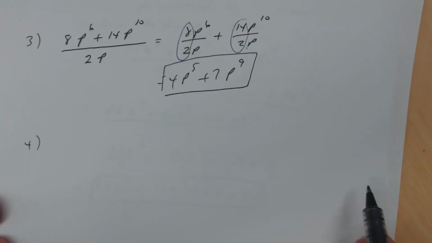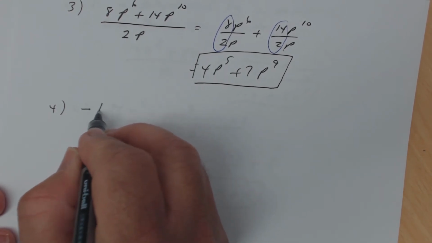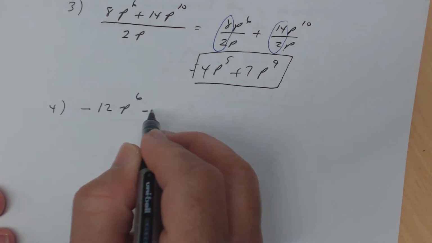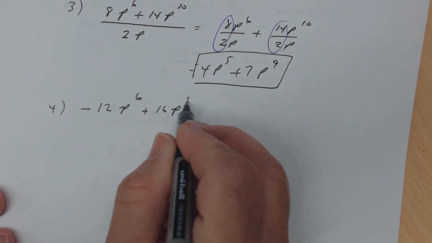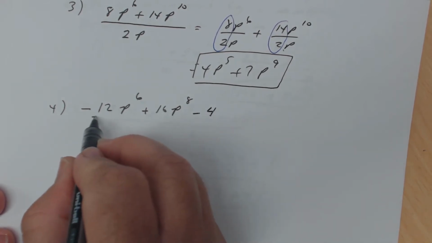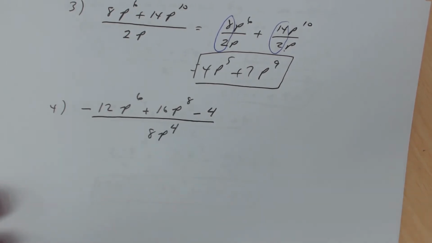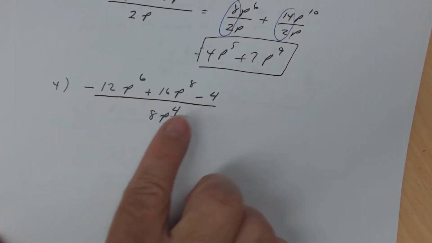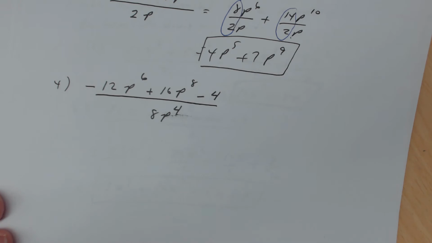Okay, number 4. Suppose you had, let's say you had negative 12p to the 6th power plus, let's say, 16p to the 8th minus 4, all divided by 8p to the 4th. Okay? All right, now, again, I'm dividing a polynomial by a monomial. So you're going to break it down into separate fractions.